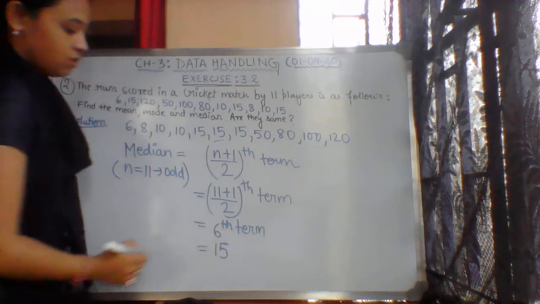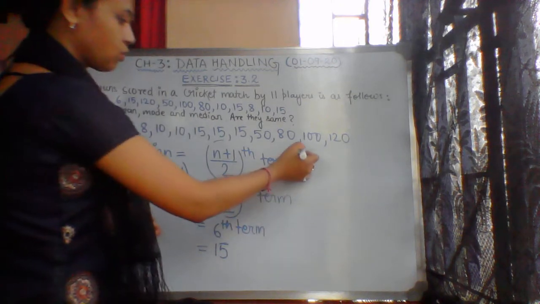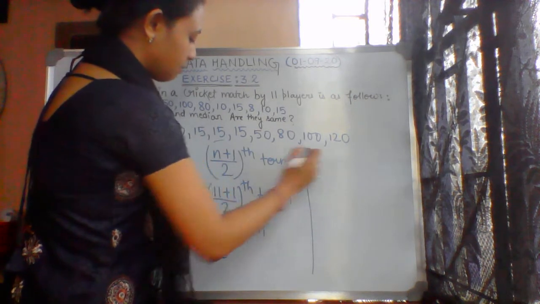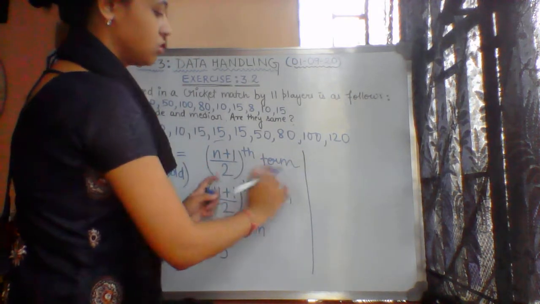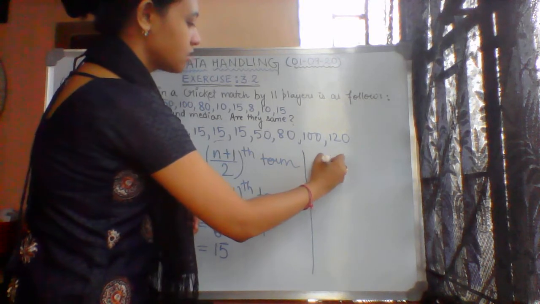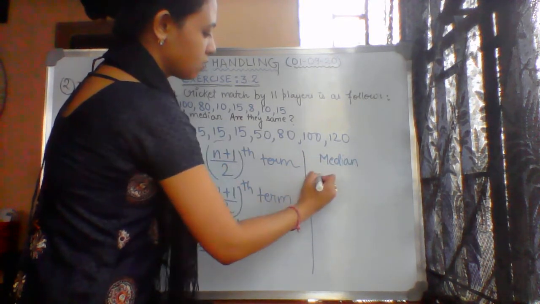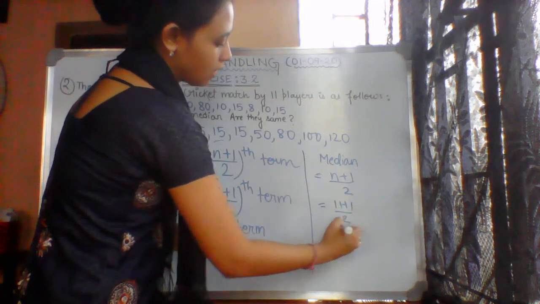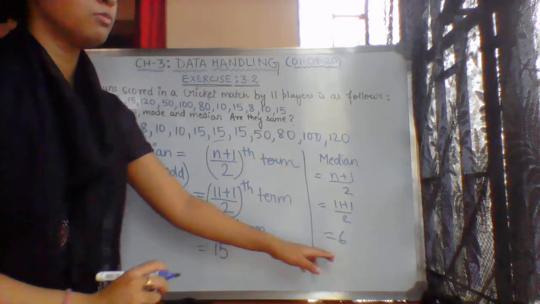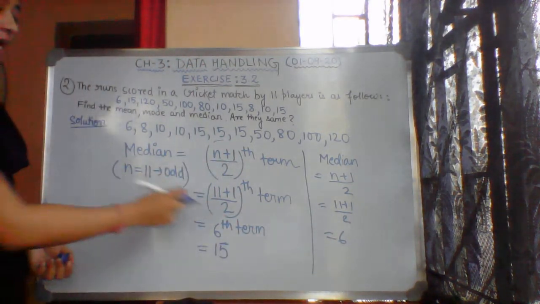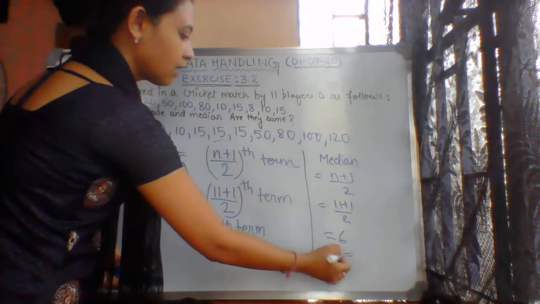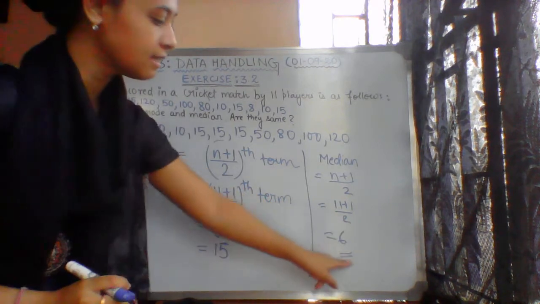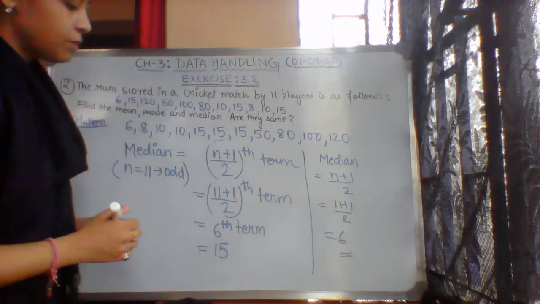Okay, when you are calculating, one mistake you can make is that you will be writing median equals n plus 1 by 2, and we put the value 11 plus 1 by 2, and you will get the value 6, and you will leave it at that. No, it is that term. It is not that value you are calculating using this formula. It is the sixth term, not a sixth value. So be careful with that.